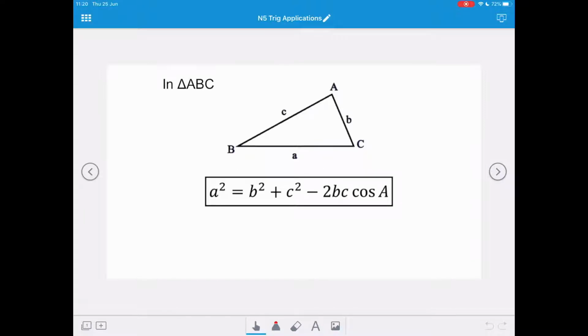So in triangle ABC, to work out the missing side, a squared is going to equal b squared plus c squared minus 2bc multiplied by the cos of angle A. Then to get a on its own, we'll obviously have to square root our answer to this equation. Now we need to note that the angle A has to be opposite the missing side.